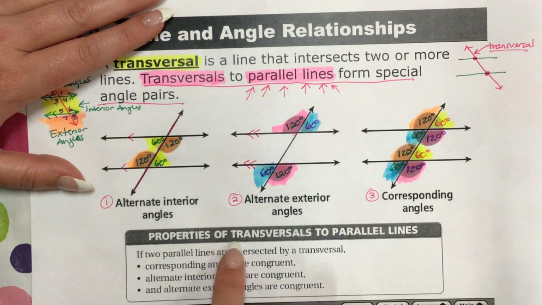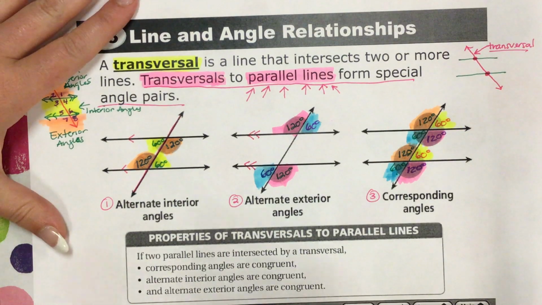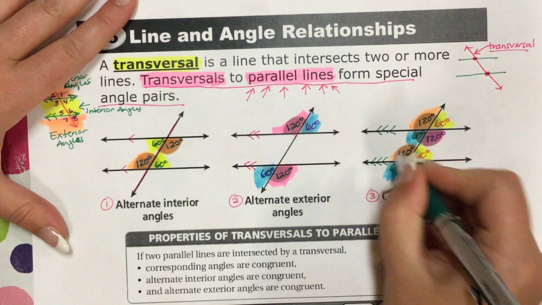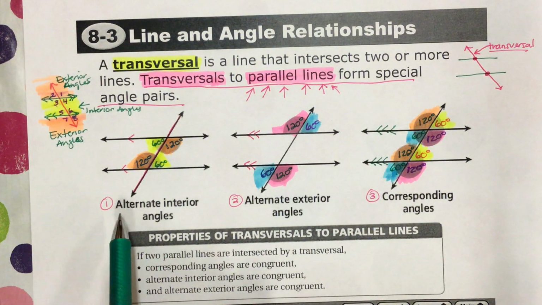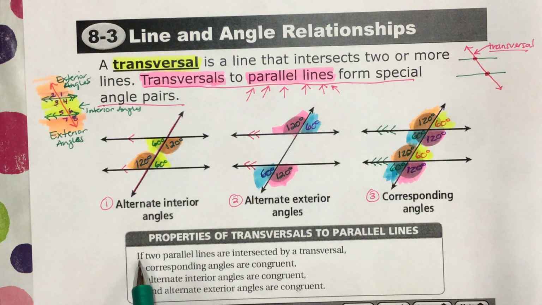So let's go ahead and read this. Properties of transversals to parallel lines. The key is that they're parallel. Oh, I forgot to say, these are parallel lines. I'm going to say there's 3 marks, 1, 2, 3. This is only true with parallel lines. You have alternate interior angles, alternate exterior angles, and corresponding angles. So what it says, if 2 parallel lines are intersected by a transversal, corresponding angles are congruent, alternate interior angles are congruent, and alternate exterior angles are congruent. So let's go ahead and look at a couple of different examples of how this works.